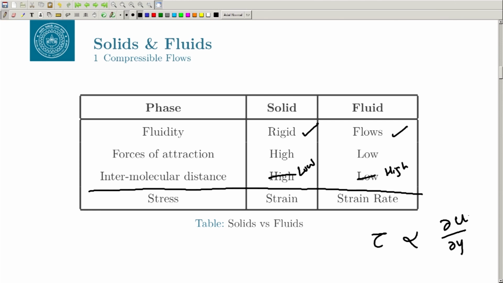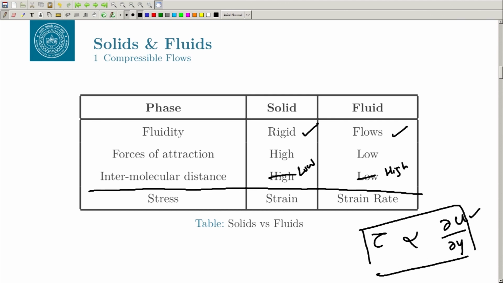So, this is basically an indication of the strain. It is the displacement per unit time, right? That is U. And the rate at which the U is changing, the du by dy. It can be du by dx also. So the tau is proportional to the strain rate.